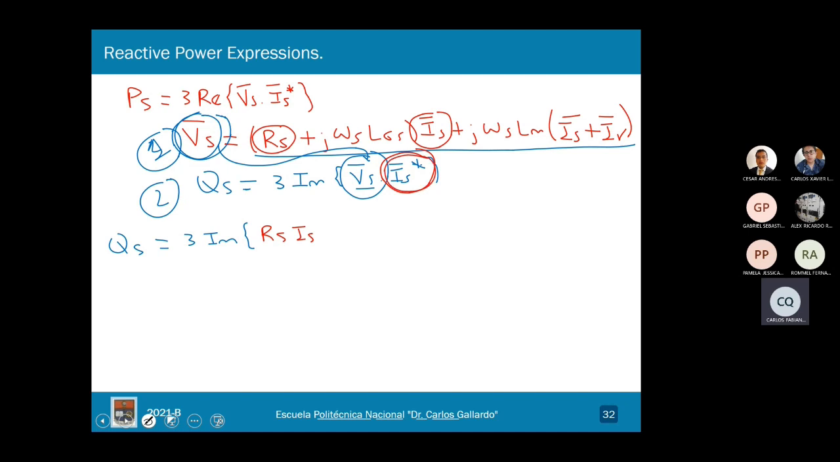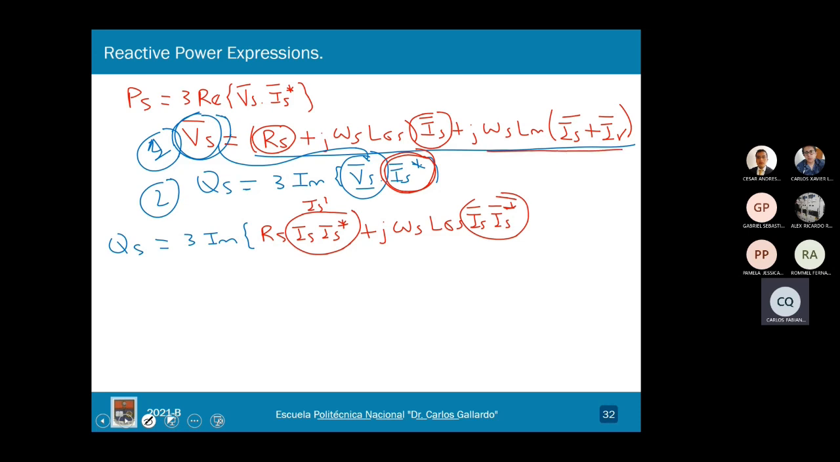So I will get the conjugate of the current, plus I will have here my second term. I will have J times the stator speed times the leakage reactance times the stator current times the conjugate of the stator current. So this term plus this term is the stator current squared, right?